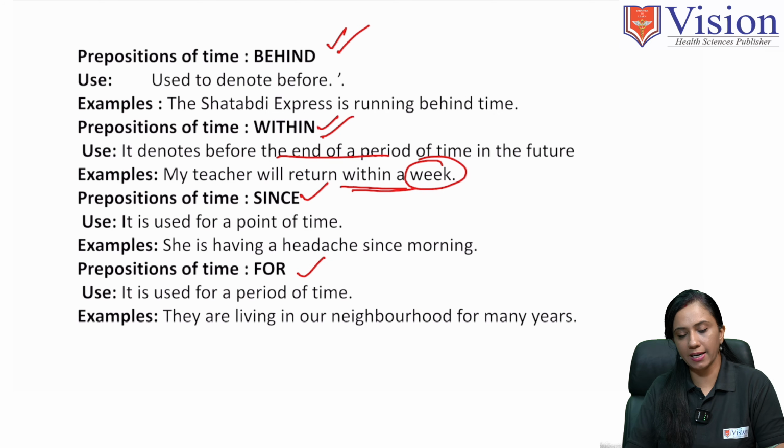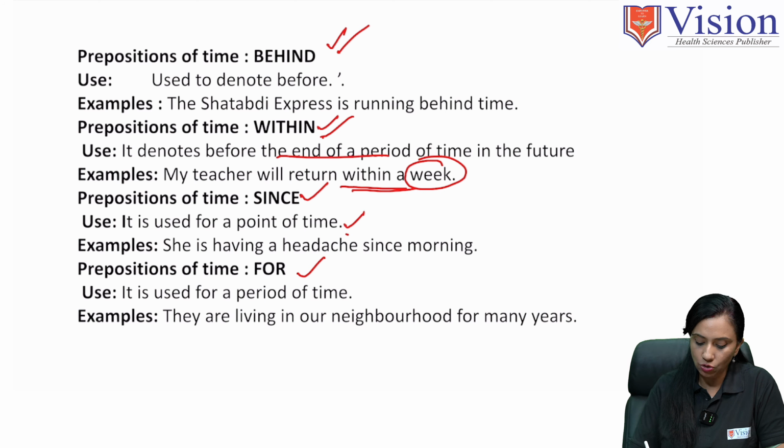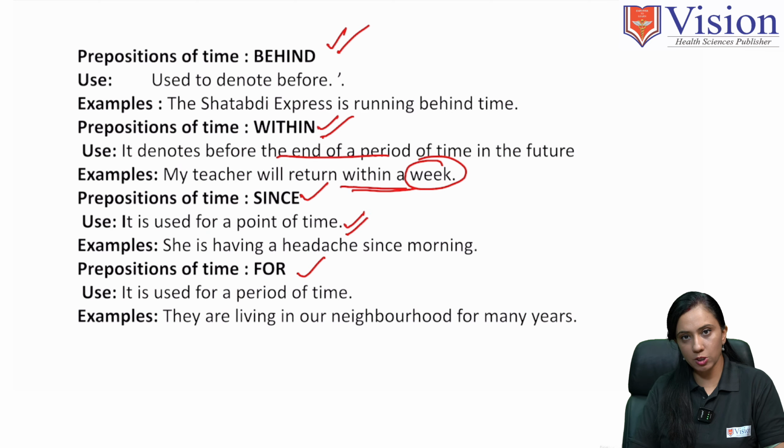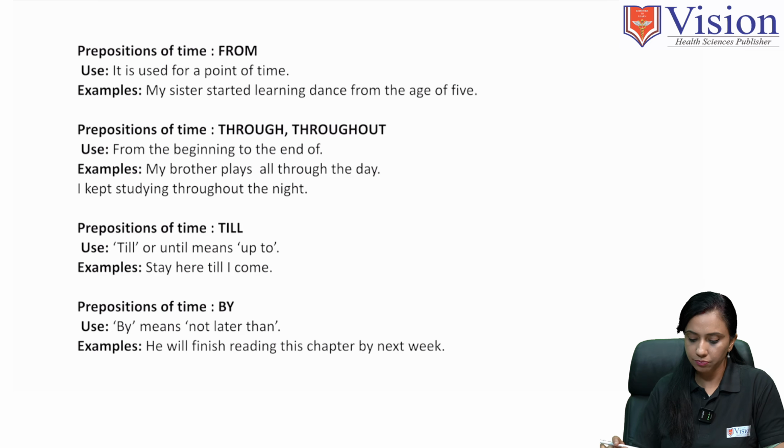Then we have since and for. Sometimes the students get confused where to use which one. Since is used for a point of time, when you are having a specific point of time. She is having a headache since morning, since 9 a.m., since 2 p.m. But for is used for a period of time. Like they are living in a neighborhood for many years.